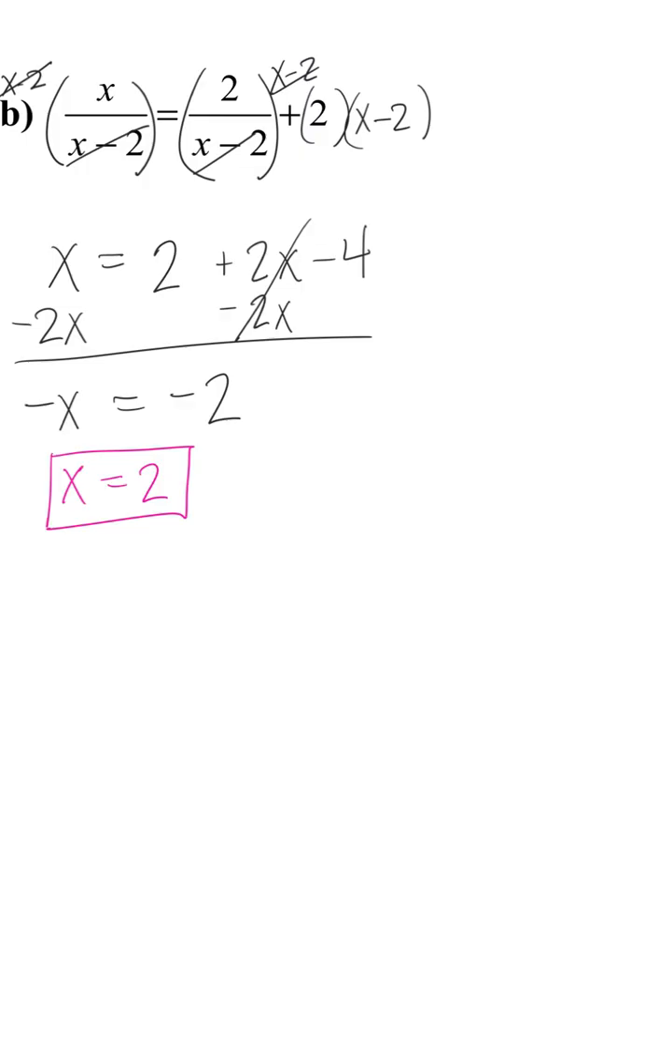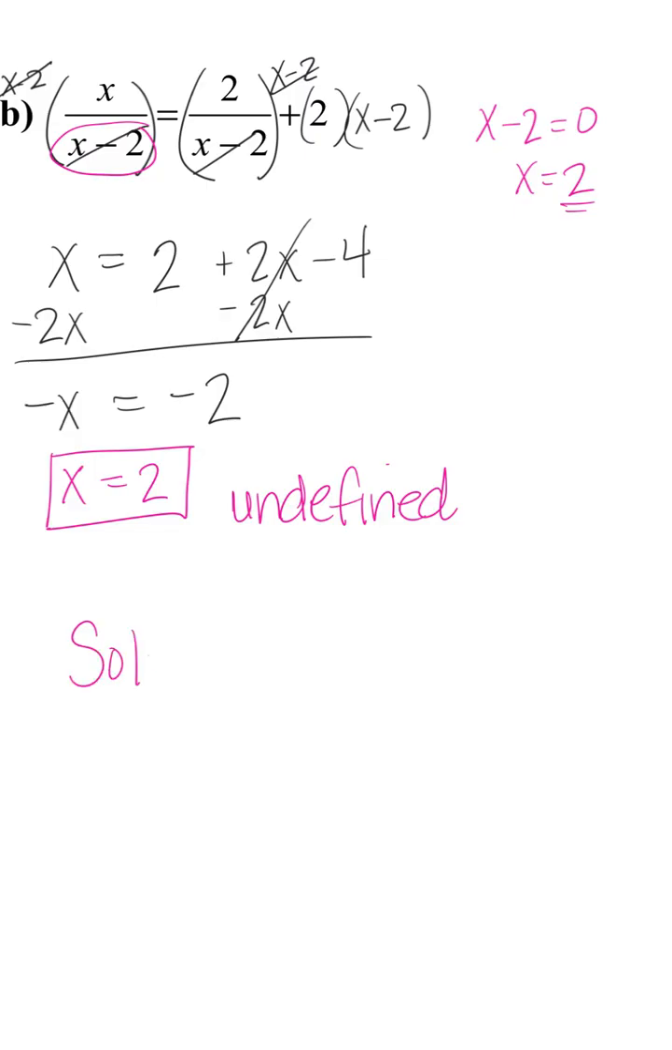So now the only problem here is that if I were to plug this 2 in, if I look at x minus 2 equals 0, x is 2. So that means when x is 2, my denominators will be 0. Since you cannot have a 0 in the denominator, because you can't divide by 0, this would make it undefined. Because you cannot have 0 as a denominator, your solution set would be an empty set.